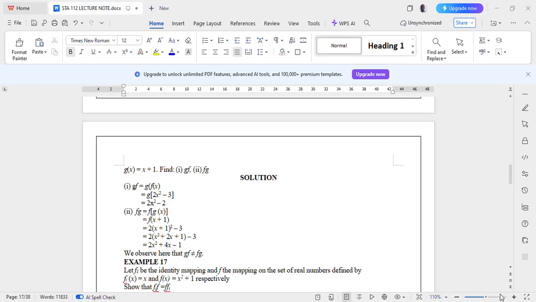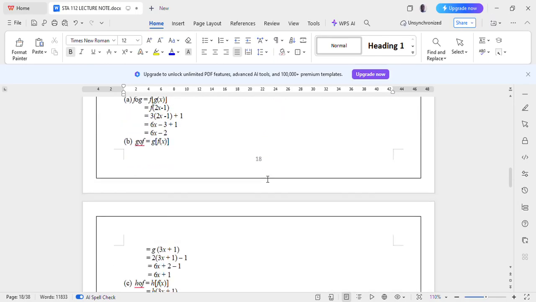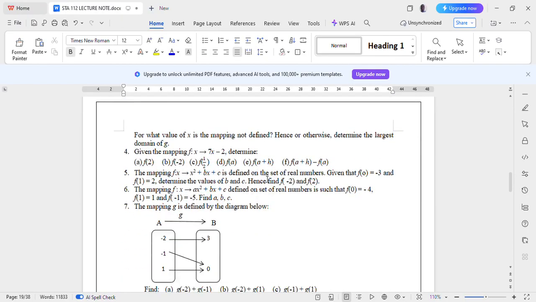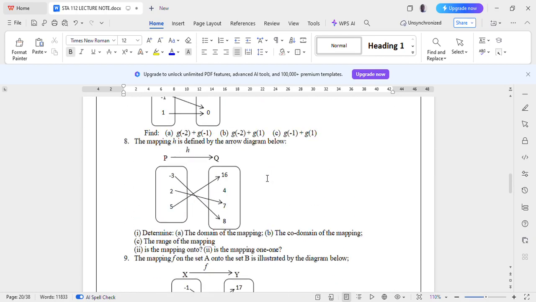So let's go back to the main material. That is the example we want to give there. Then you can lay your hand on some of these exercises here.